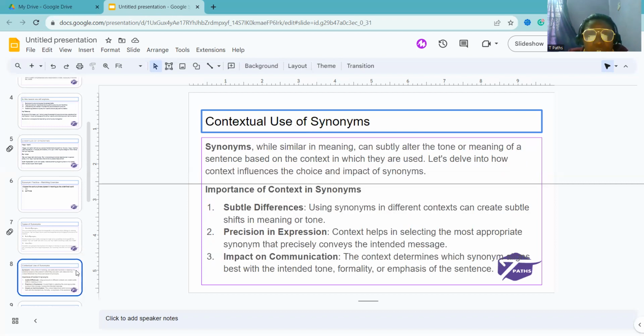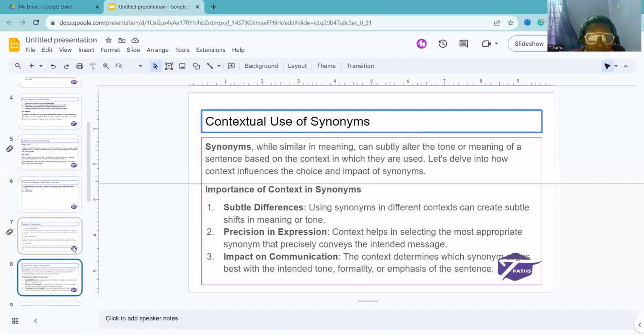So looking at contextual use of synonyms: synonyms, while similar in meaning, can subtly alter the tone or meaning of a sentence based on the context in which they are used. Let's delve into how context influences the choice and impact of synonyms. Impacts of context on synonyms: subtle differences. Using synonyms in different contexts can create subtle shifts in meaning or tone. Sometimes you don't just use it in different sentences; it could change the tone of the sentence entirely.